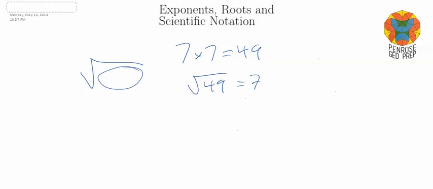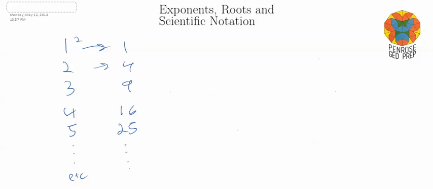49 is actually a special number because its square root is a whole number. There are not many numbers that have this property, and they are easy to find. We just start counting. 1, 2, 3, 4, 5, and we can keep going if we like. Then we square each of the numbers that we counted. 1 squared is 1, 2 becomes 4, 3 squared is 9, 16, 25, etc.